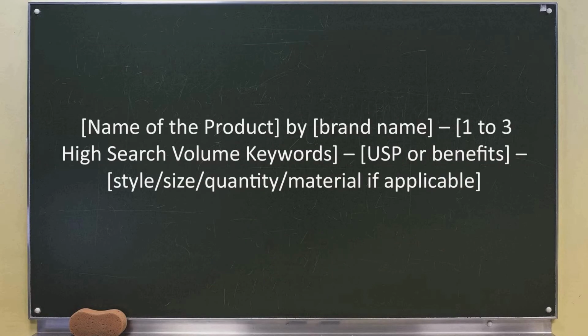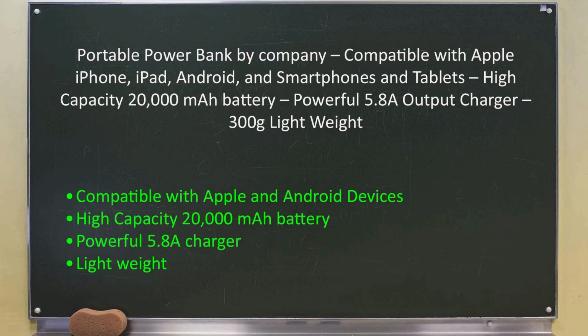This is the general formula I use to craft optimized titles. Feel free to use it. Here's a breakdown of the interesting information customers will see in the title. It's compatible with Apple and Android devices. It has a high capacity 20,000 mAh battery. It has a powerful 5.8 amp charger. And it's lightweight.